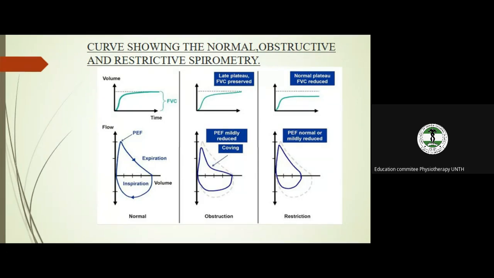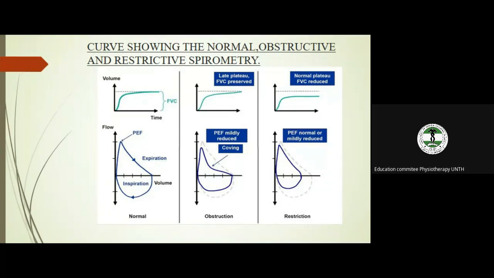This one is normal lung spirometry. In the PEF, we have the peak, we have the flow. The expiration goes down smoothly to the volume curve. Then the inspiration, which is normal. You can see the time graph flows very smoothly and ends very well at the FVC.